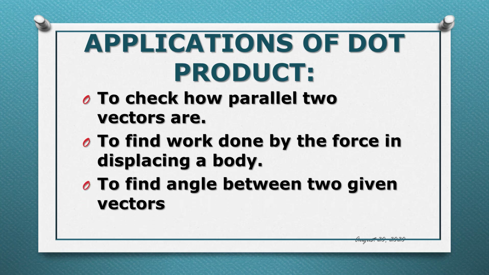And we can find the angle between two given vectors. If we have the formula a vector dot b vector is equal to ab cos theta, and we know the dot product and the magnitudes of the two vectors, then we can separate out theta from the formula and find the angle. There are several practical applications of dot product which are beyond the scope of your book, which we will not discuss here.